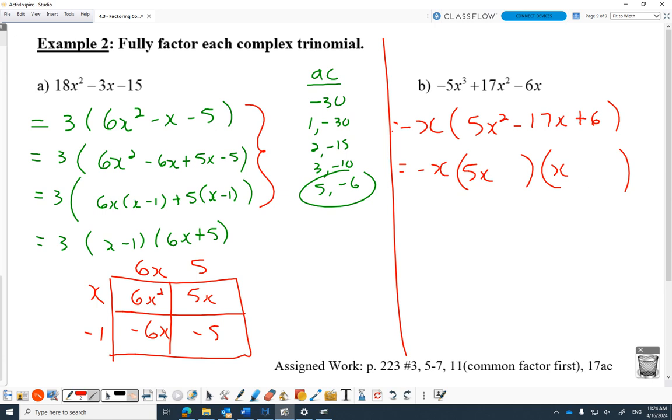3 and 2. 3 and 2. It's got to be 3 and 2. 3 here and 2 there. 15 and 17. Yeah, see, that's what she's talking about. You got to be able to do 2 numbers in your head at the same time. Yeah? So that's 3 and 2.